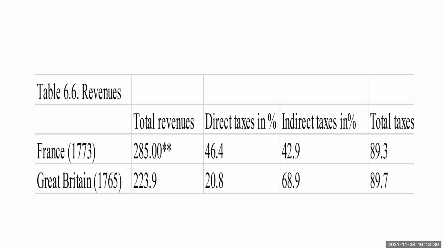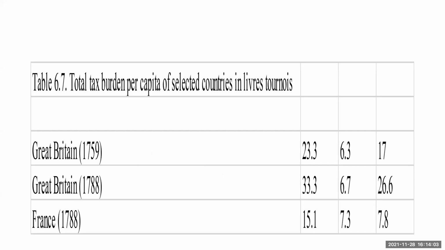The next slide, this slide, gives a snapshot of the differences between the total revenues that Britain and France collected near the end of the 18th century, along with the distribution of that revenue into direct and indirect taxes. We see that even though Britain had a significantly smaller population, it was able to collect nearly as much in revenue as the French crown could manage with a much larger population and economy. This translates into per capita taxation rates that were much higher in Britain than in France.